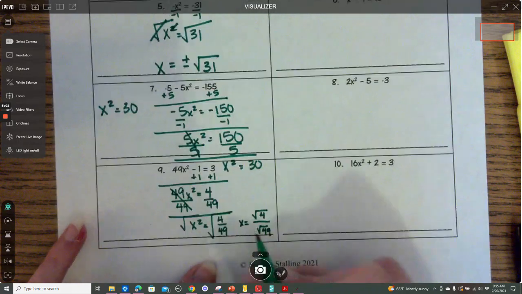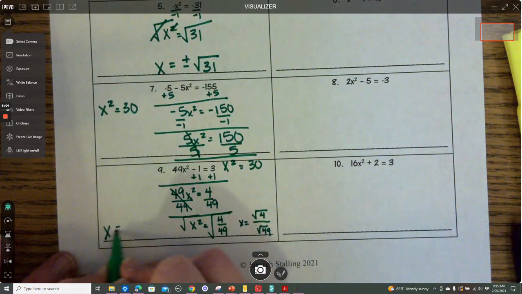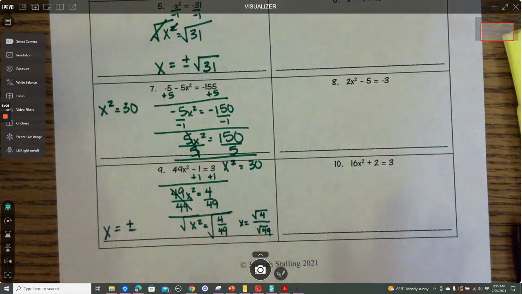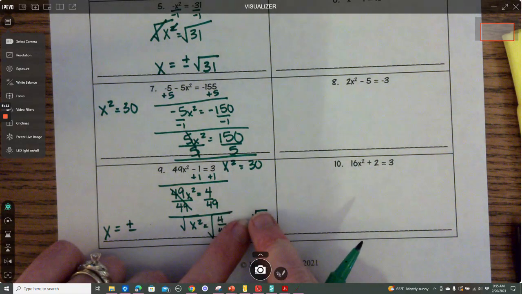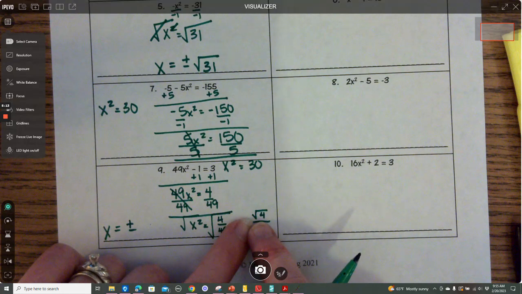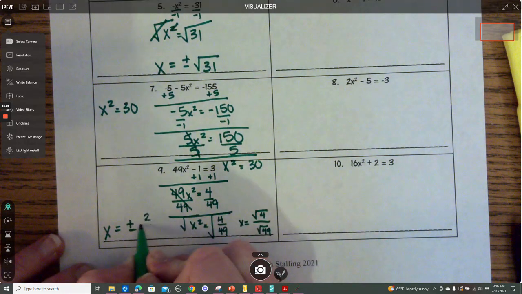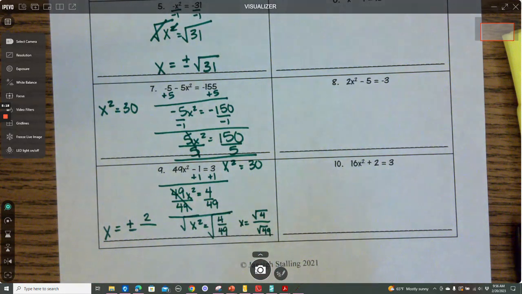I'm going to write it that way. So what's the square root? So we know this is going to be plus or negative. Anytime you square root, your answer is going to be positive or negative. What's the square root of 4? 2. What's the square root of 49?